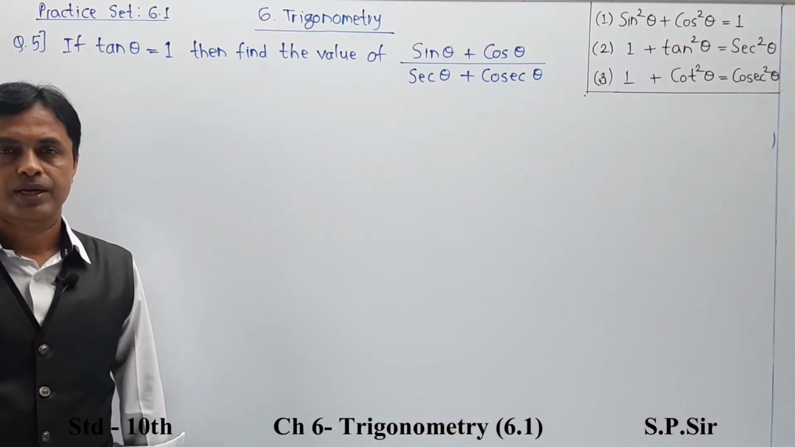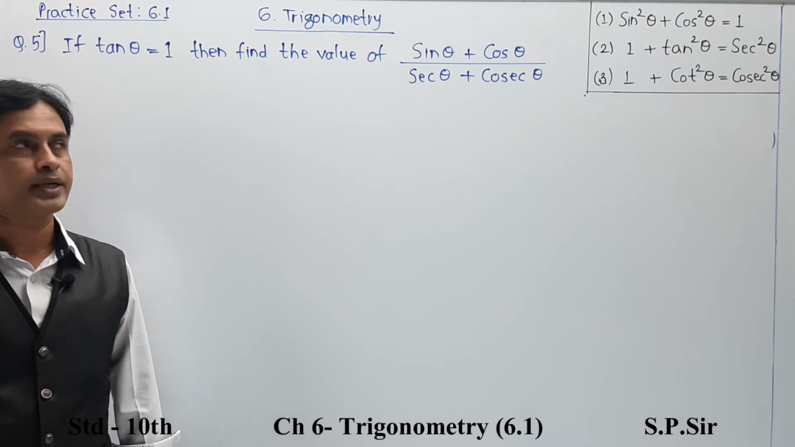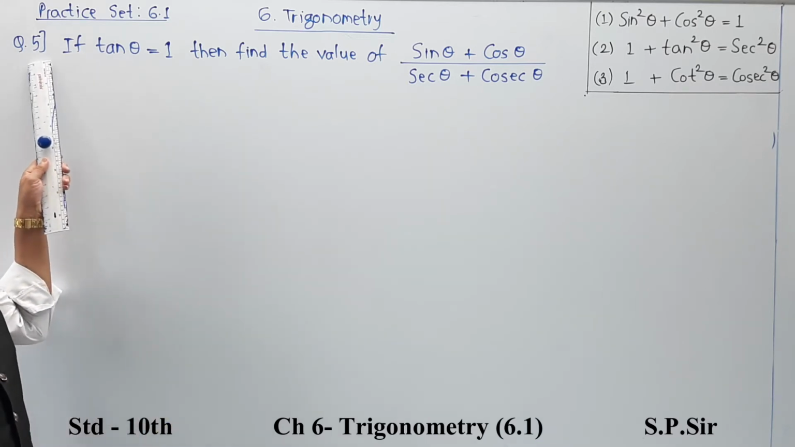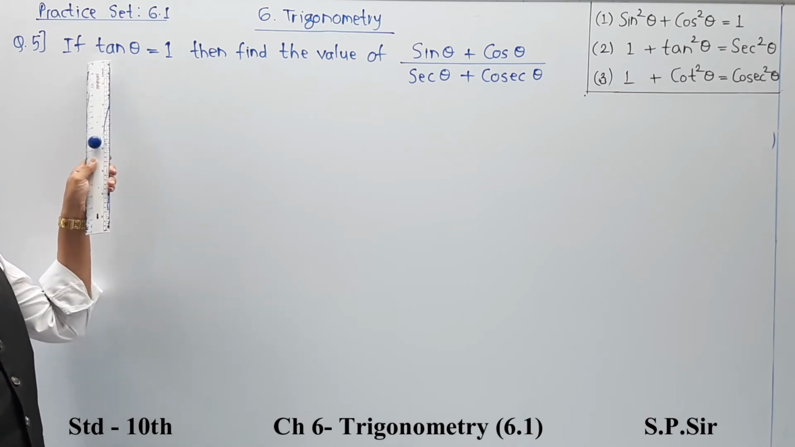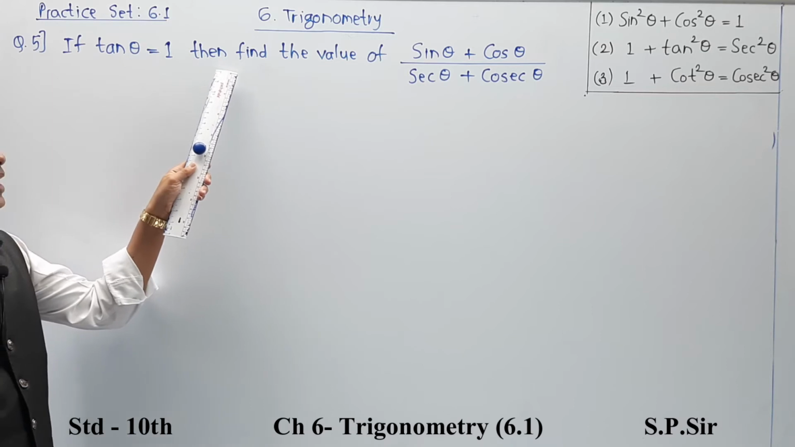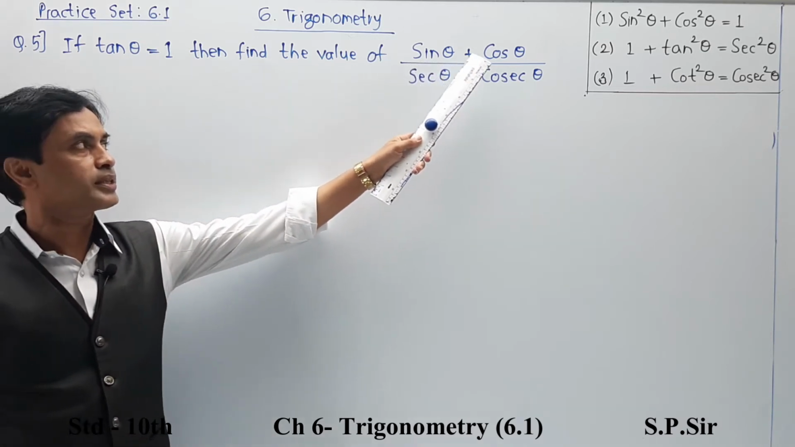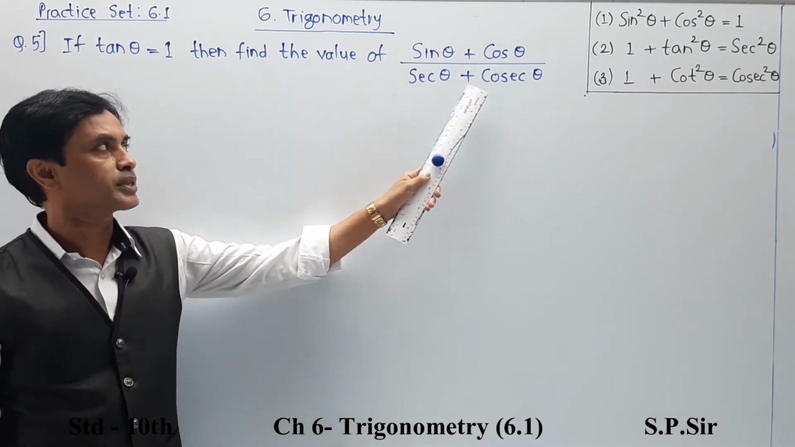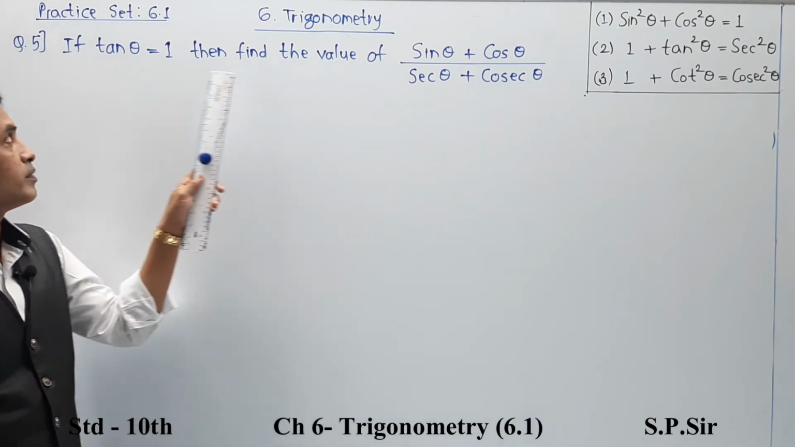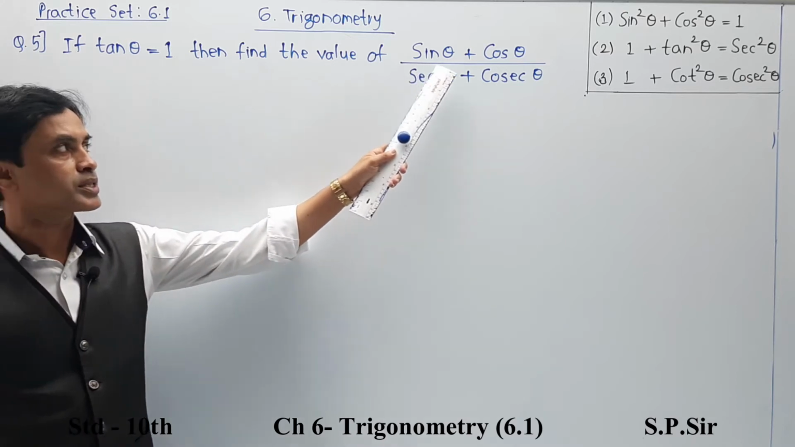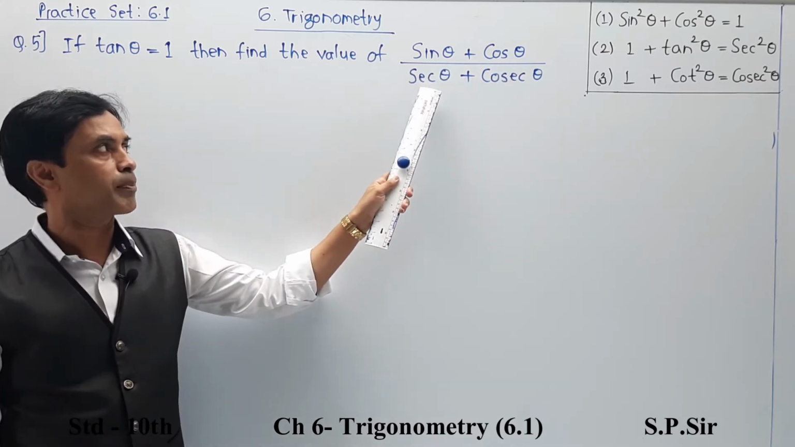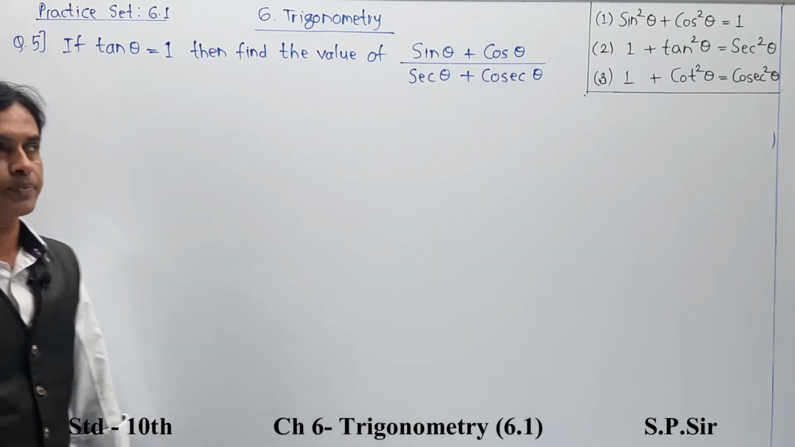Hello friends, continuing with the last numerical, our next numerical is question number 5. If tan theta is equal to 1, then find the value of (sin theta plus cos theta) upon (sec theta plus cosec theta). Once again, if tan theta is equal to 1, then find the value of (sin theta plus cos theta) upon (sec theta plus cosec theta).